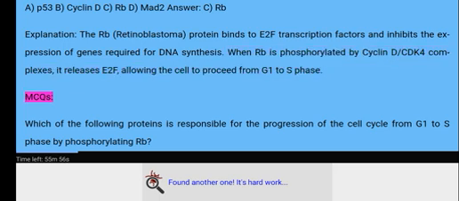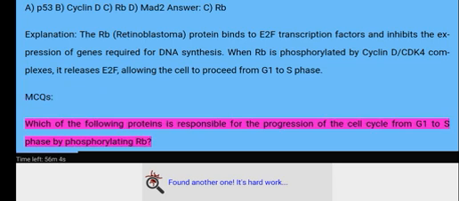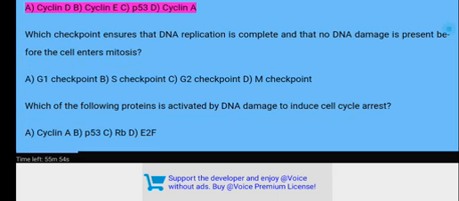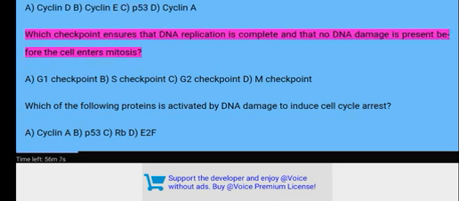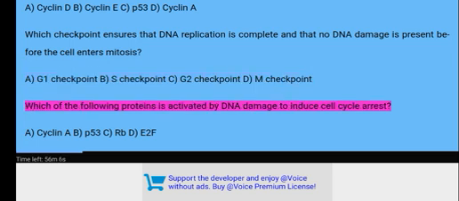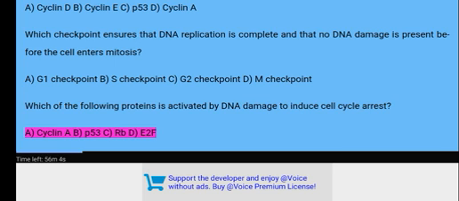S phase. MCQs. Which of the following proteins is responsible for the progression of the cell cycle from G1 to S phase by phosphorylating RB? A. Cyclin D, B. Cyclin E, C. P53, D. Cyclin A. Which checkpoint ensures that DNA replication is complete and that no DNA damage is present before the cell enters mitosis? A. G1 checkpoint, B. S checkpoint, C. G2 checkpoint, D. M checkpoint. Which of the following proteins is activated by DNA damage to induce cell cycle arrest? A. Cyclin A, B. P53, C. RB, D. E2F.